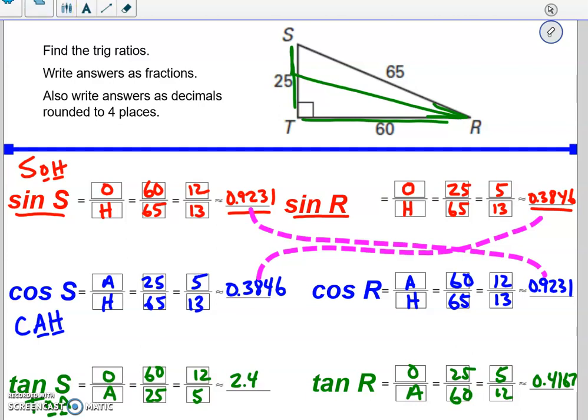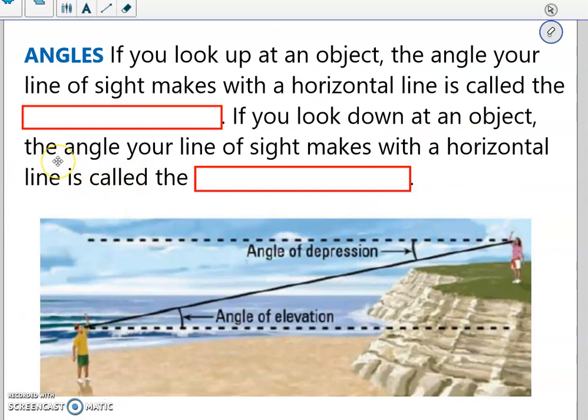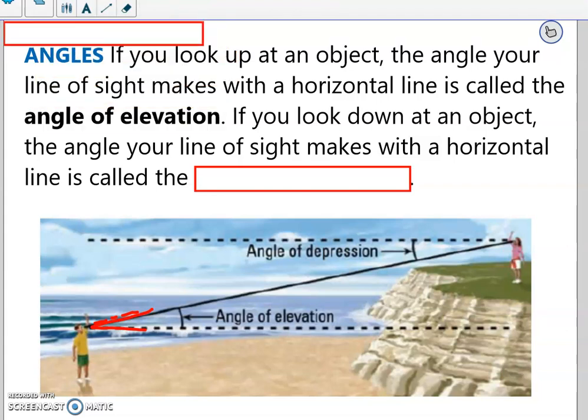The last thing from this section that I want to show you is called the angle of elevation or angle of depression. And so you've got something that looks kind of like this. If you're looking up at an object like this guy is here, the angle that's formed between the line of sight and a horizontal line, so this angle, is considered to be the angle of elevation.